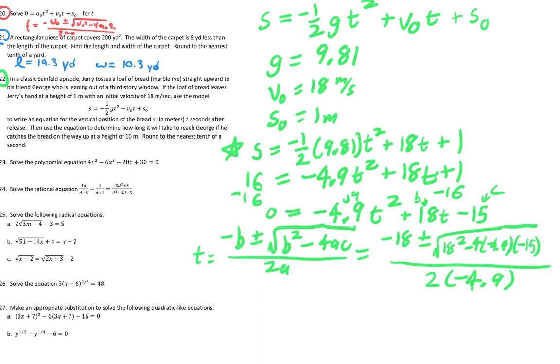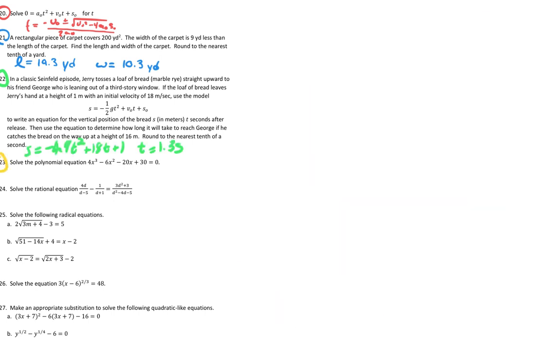values of t is equal to 1.3 and 2.4. So t is going to be 1.3 seconds because that occurs first. So he's going to catch it at 1.3 seconds. So next we'll look at question 23.